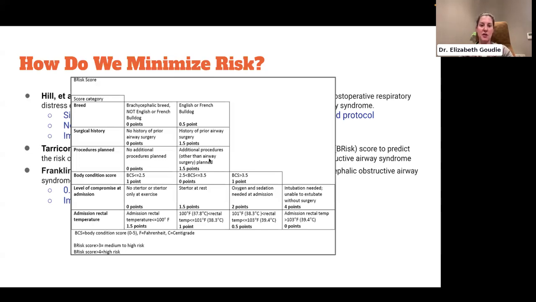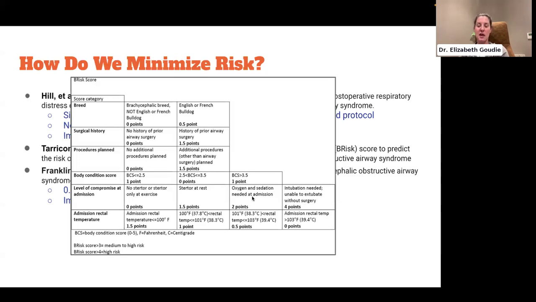Additional procedures other than airway surgery increase risk, which makes sense: more time under anesthesia, more manipulation of the airway, more chance for regurgitation and reflux, that kind of thing. Body condition score, obviously, the fatter they are, the less functional residual capacity they have, and you're compromising an airway that's already compromised even further. And obviously, if they needed intubation or oxygen or sedation at admission, you can increase these points as well.